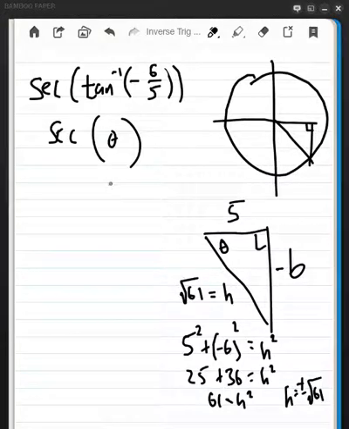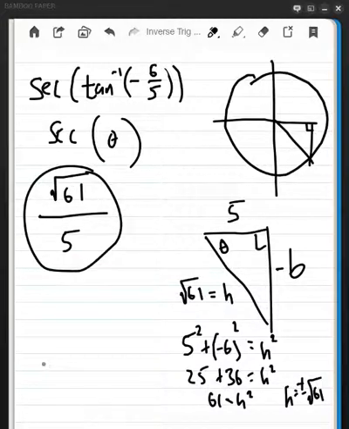All right. Secant. Well, secant is a reciprocal of cosine. Cosine is usually the adjacent over the hypotenuse. The reciprocal of that would be the hypotenuse over the adjacent side. So instead of being 5 over root 61, this is going to be root 61 divided by 5.